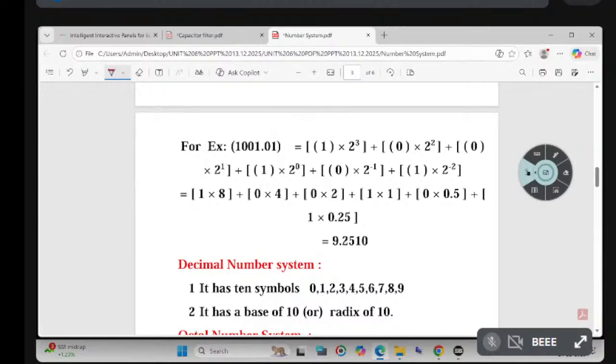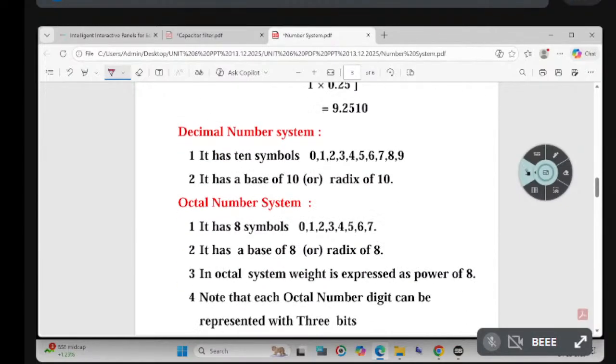Next, the third one: the octal number system. It has 8 symbols, 0 to 7. Count: 1, 2, 3, 4, 5, 6, 7, 8. Base 8. 0 to 7, the base is 8. It is a power of 8. What is the weight? Power of 8: 8 power 0, 8 power 1, 8 square, 8 cube.